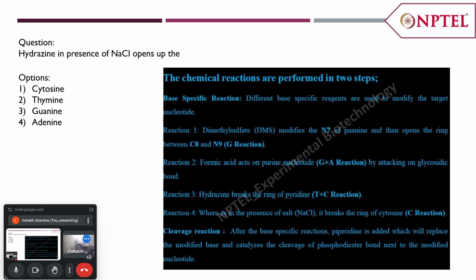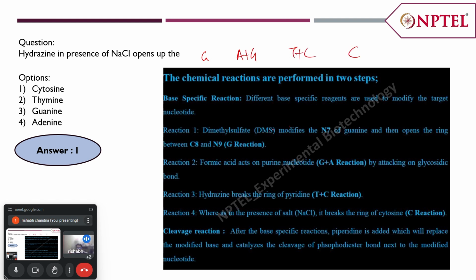So the correct answer is option number A, at the cytosine. Okay. So these are the different chemicals that we use for cleavage as well as modification. So first, the modified base is used. So there were four reactions: G, A plus G, T plus C, and only C.